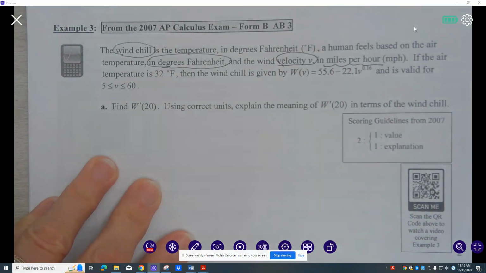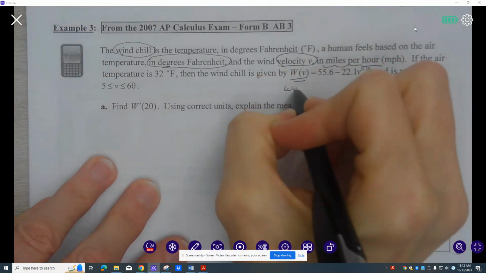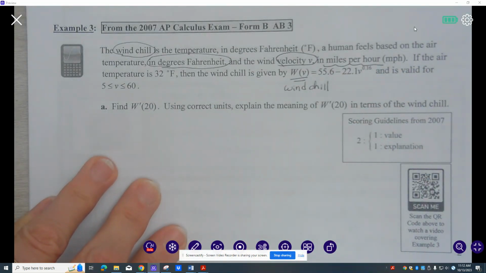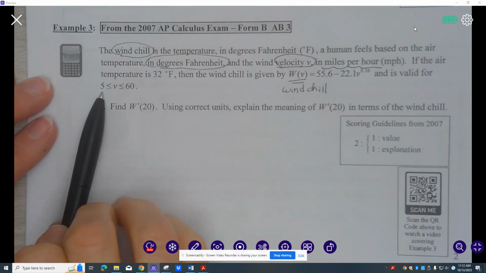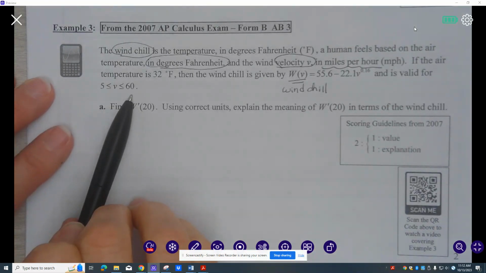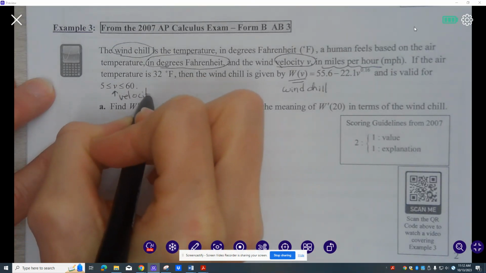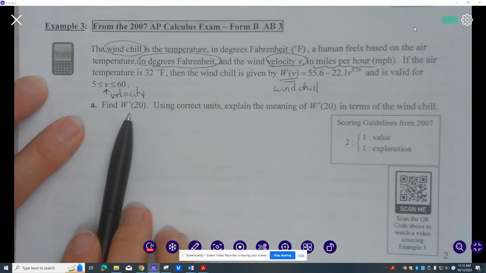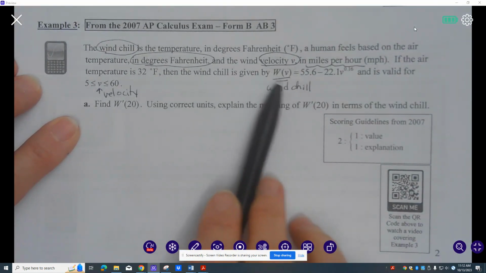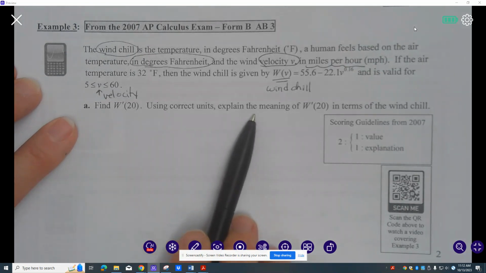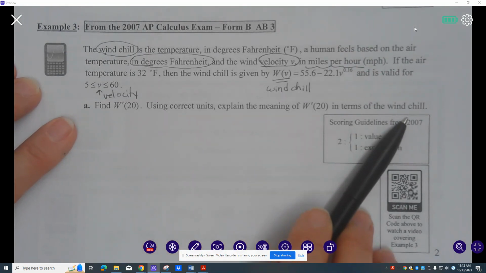If the air temperature is 32 degrees Fahrenheit, then the wind chill, this is wind chill, I would label it if I were doing this problem. The wind chill is given by that function and is valid between a velocity of 5 miles per hour and 60 miles per hour. So that V is a velocity. Okay, find W prime at 20. So that's a lot of reading to figure out. They want us to find the derivative of the wind chill when velocity is 20. Using correct units, explain the meaning in terms of the wind chill.